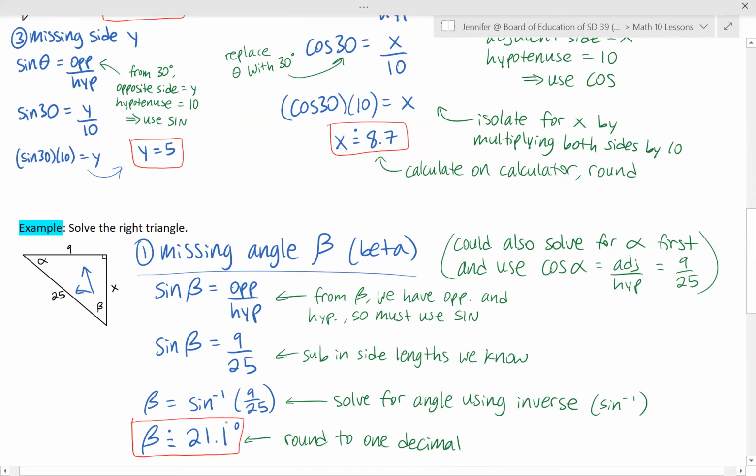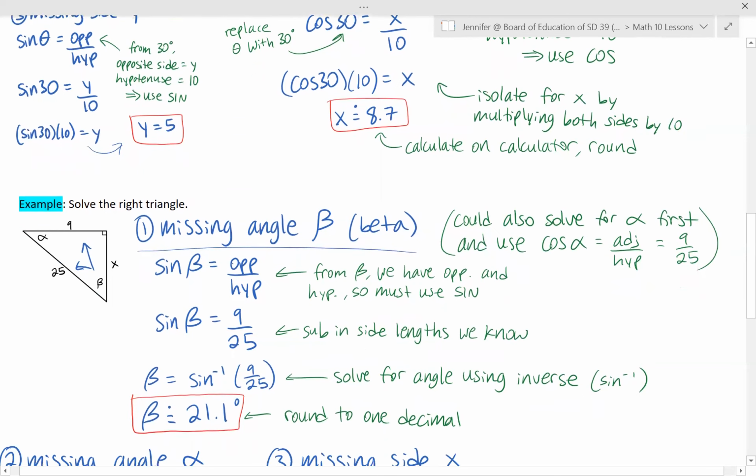You put that onto your calculator, you round to one decimal place, and you get about 21.1 degrees. So when you're solving for an angle, you need to use the inverse ratio, but you still set it up the same way.